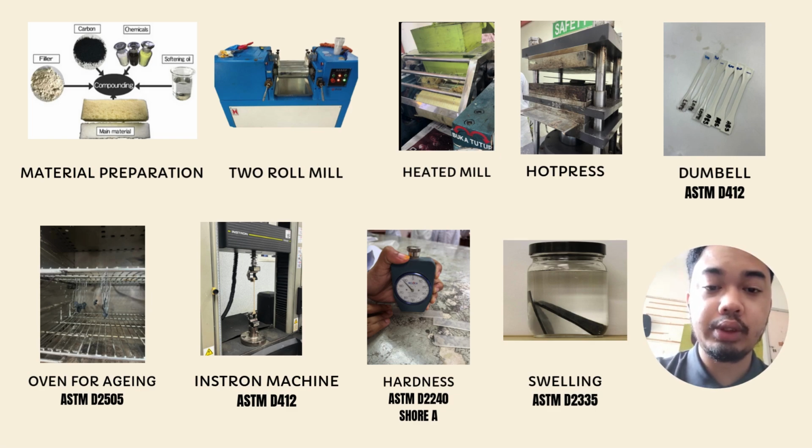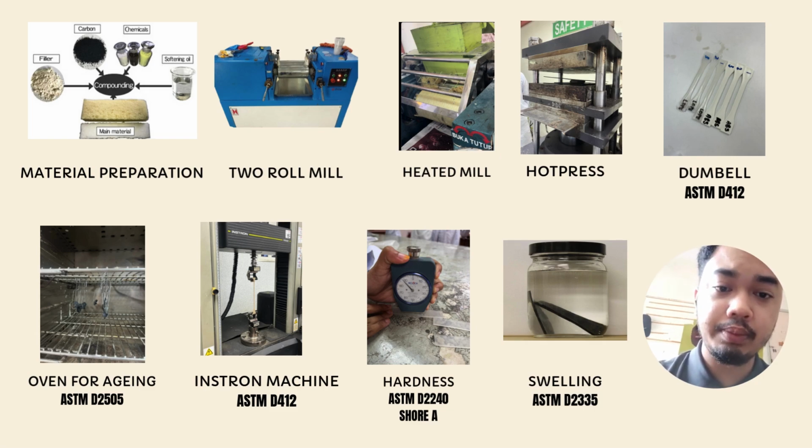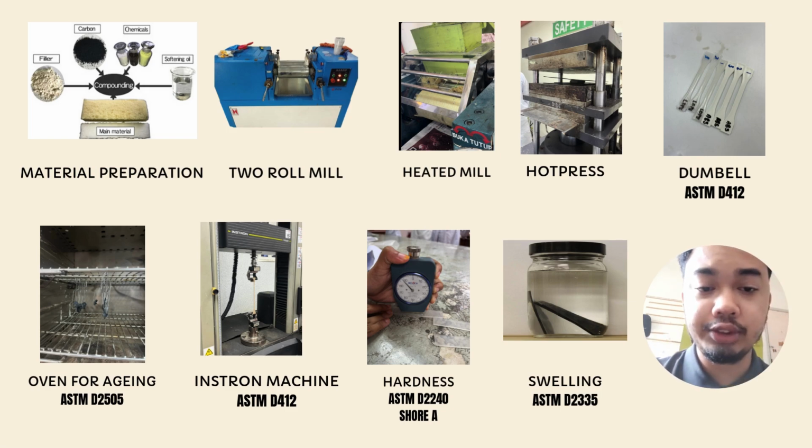Okay, for the material preparation, first we need to do the material preparation before we do the master batch. After the material is prepared, we can use the two-roll mill to make the master batch of rubber compound. For the master batch, first we don't put in the sulfur as a curing agent, because if we put the sulfur in at the beginning and after that we use the heater mill, the heater mill will make the rubber cure in the machine. So we don't put sulfur in the master batch.